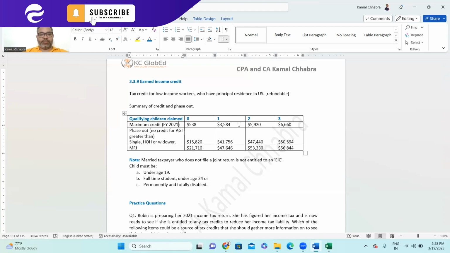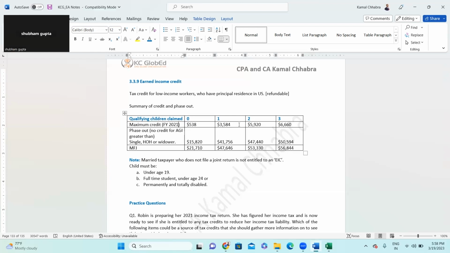Any doubt here? Three things you need to keep in mind. The child must be under the age of 19, and if he or she is a full-time student, then up to age 24, or the child is permanently or totally disabled. Then you can take the earned income credit.